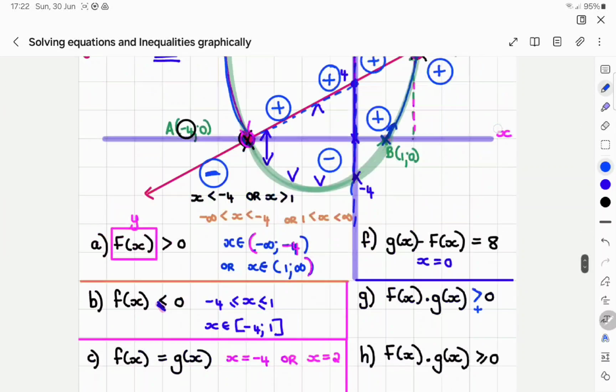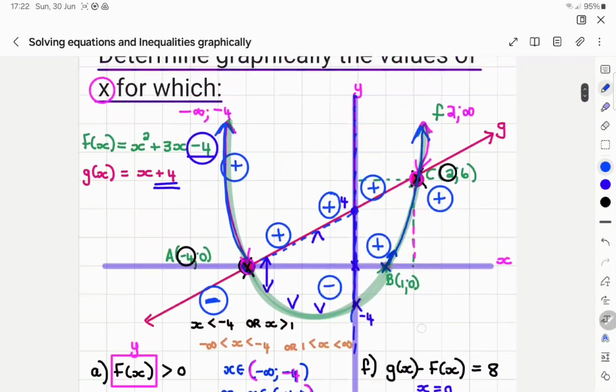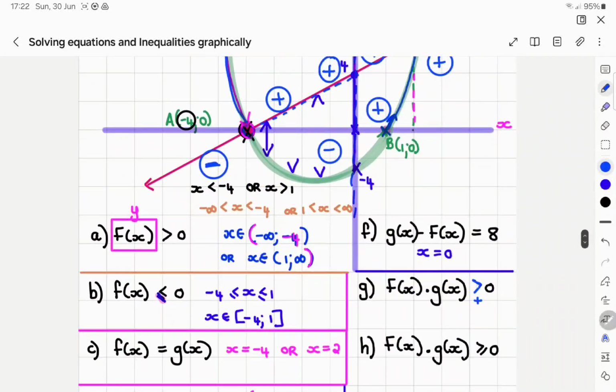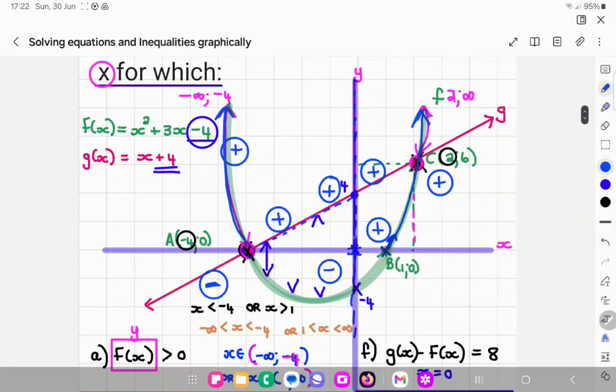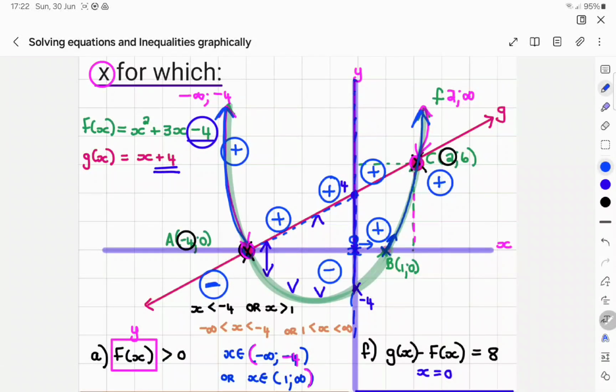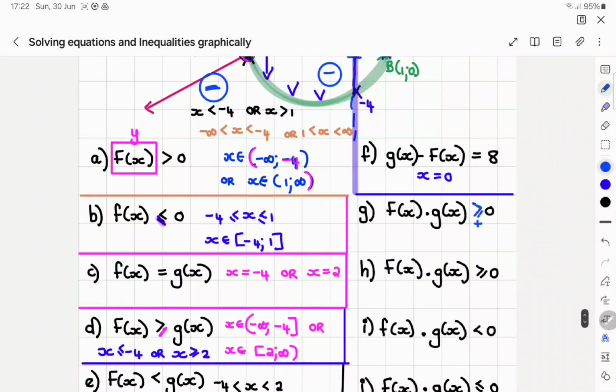So can you see where f of x times g of x is bigger than 0 means where the two y values are multiplied? It works exactly the same for division as well. Where are the two positives? So can you see that x must be bigger than 0? Are we going to include it? Is there a little stripey underneath? No, so x must be bigger than 0.